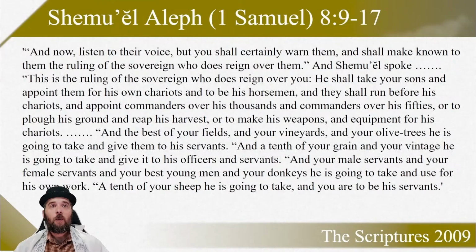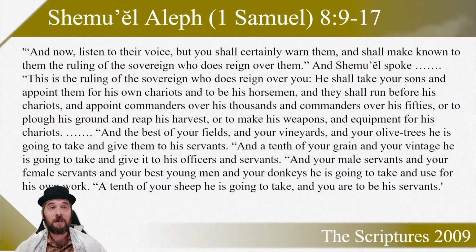And now listen to their voice, but you shall certainly warn them, and shall make known to them the ruling of the sovereign who does reign over them. And Shemuel spoke, This is the ruling of the sovereign who does reign over you. He shall take your sons and appoint them for his own chariots and to be his horsemen. And they shall run before his chariots and appoint commanders over his thousands and commanders over his 50s, or to plow his ground and reap his harvest, or to make his weapons and equipment for his chariots.